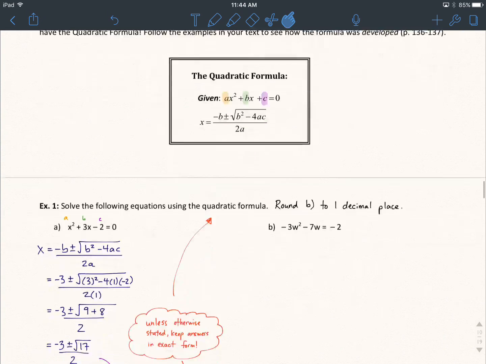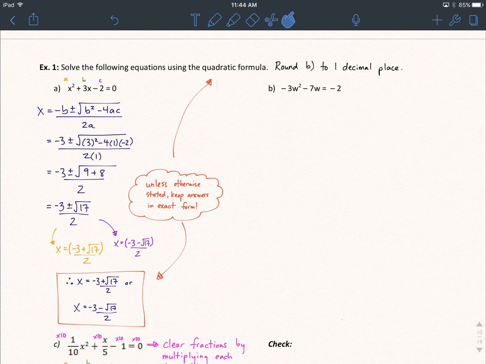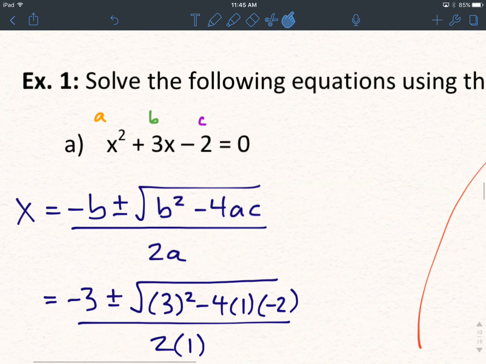So let's look at our first example. I've just left it in our notes complete, and I'll talk our way through it. Let me zoom in just a little bit here. Okay, so what we've got is a quadratic equation in standard form. We have x squared plus 3x minus 2.